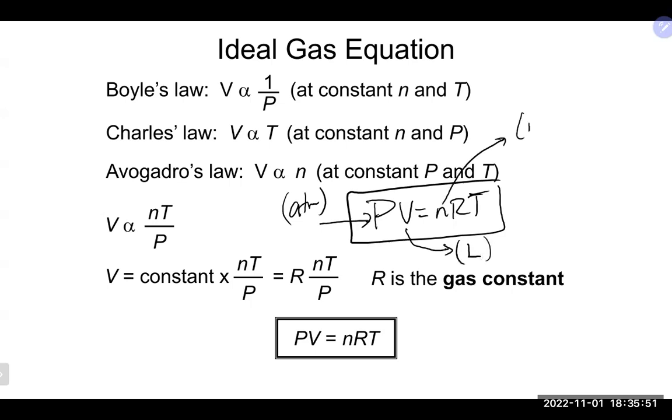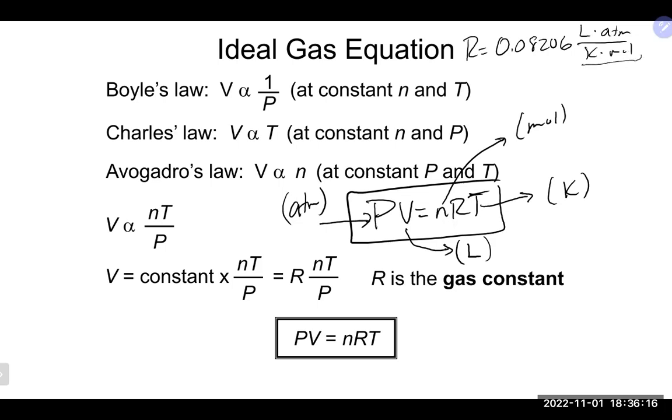N should be moles, or something is wrong. T should be temperature, which is Kelvin. And really the reason for all that is R. R is the gas constant, and R has a value of 0.08206, and it has units of liters times atmosphere divided by Kelvin times mole.